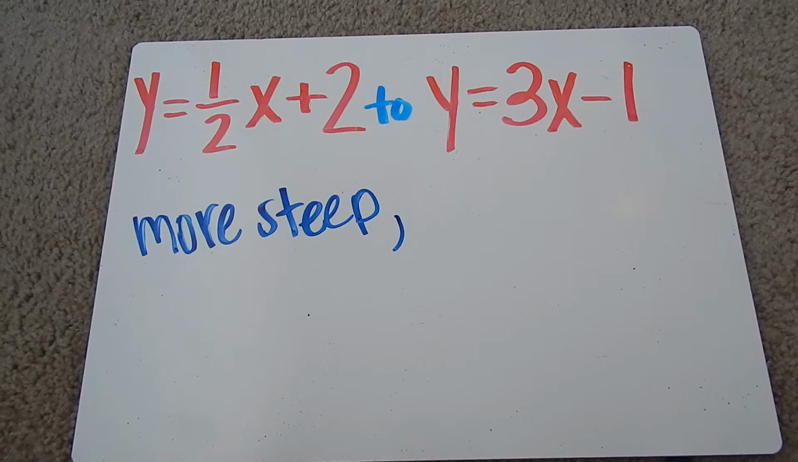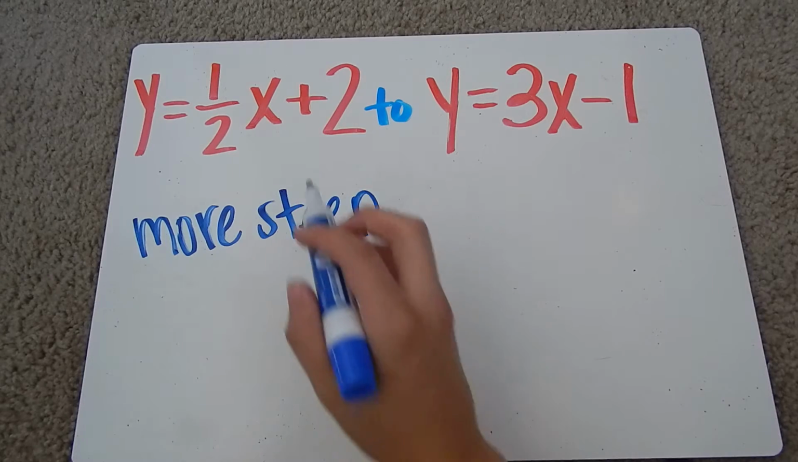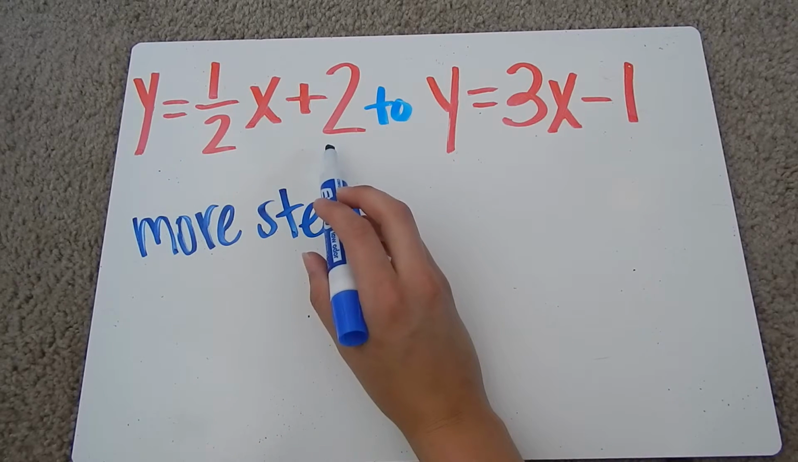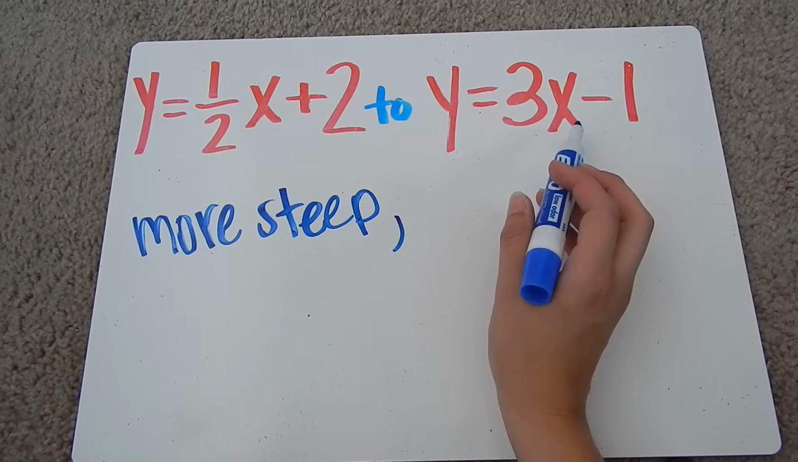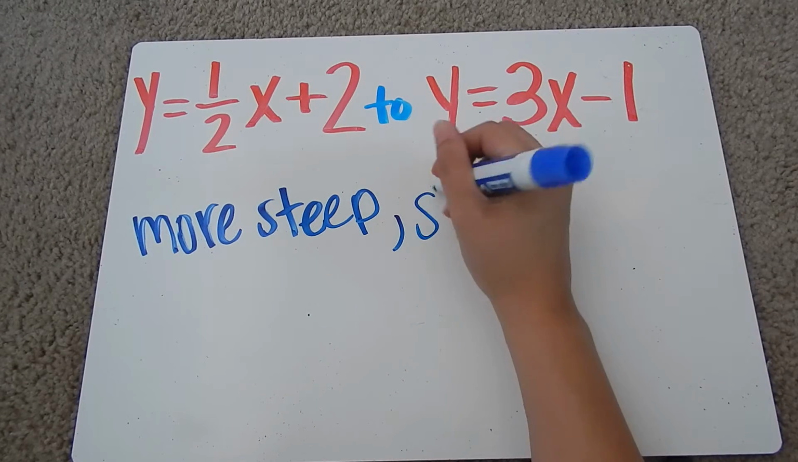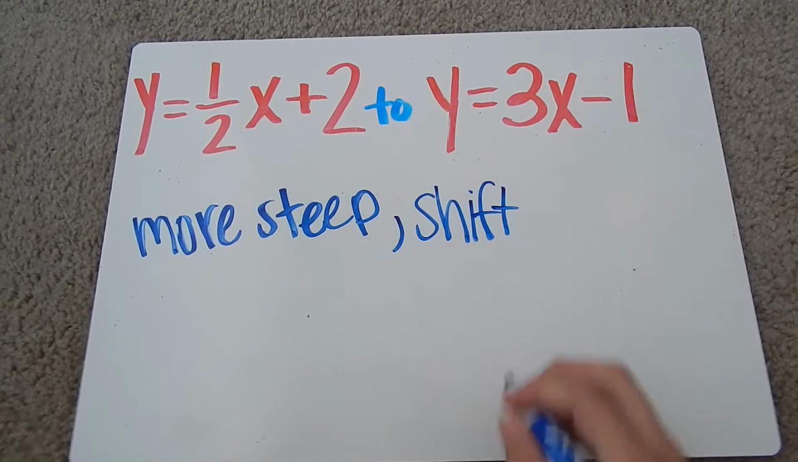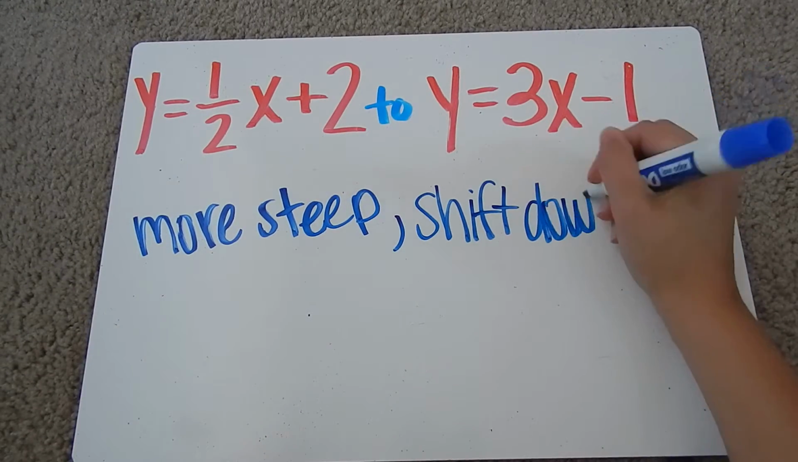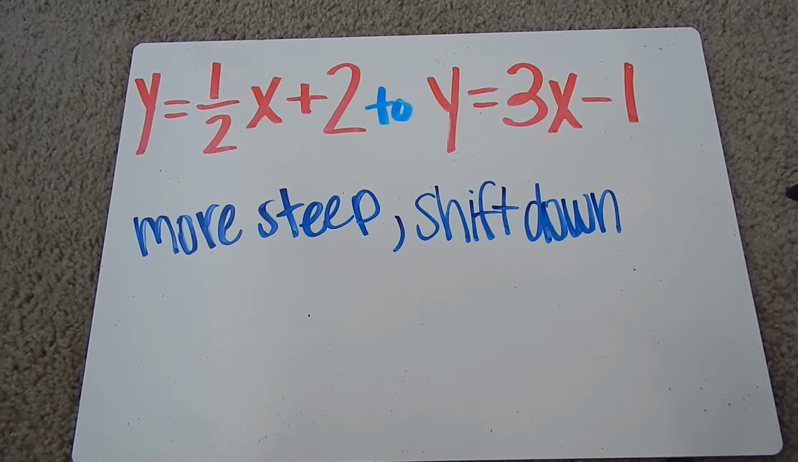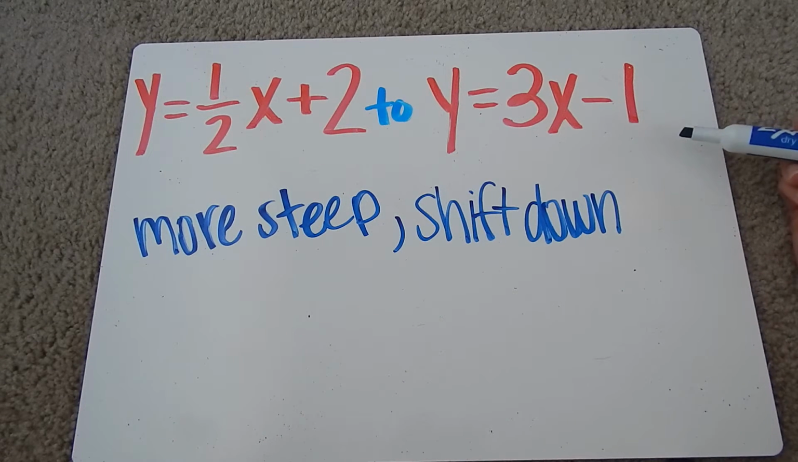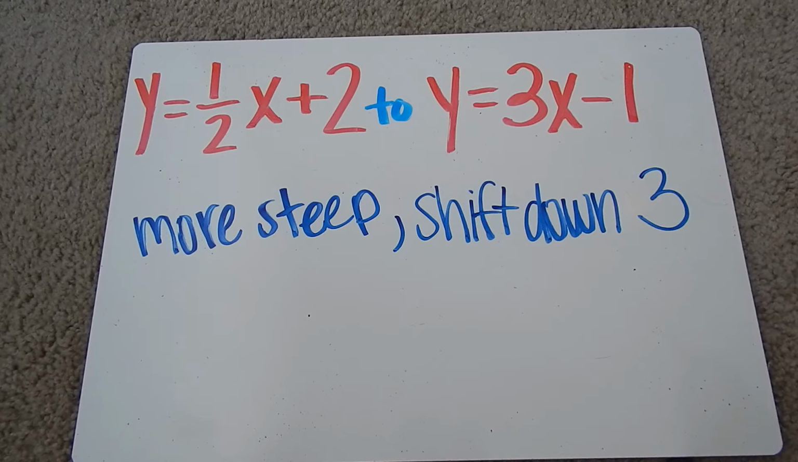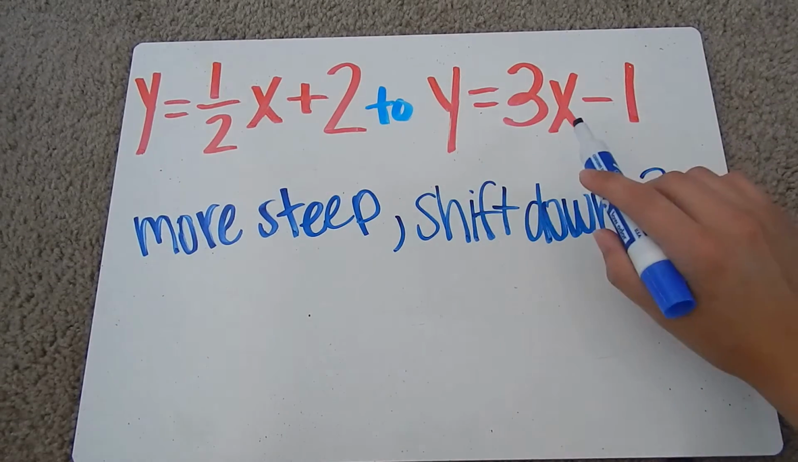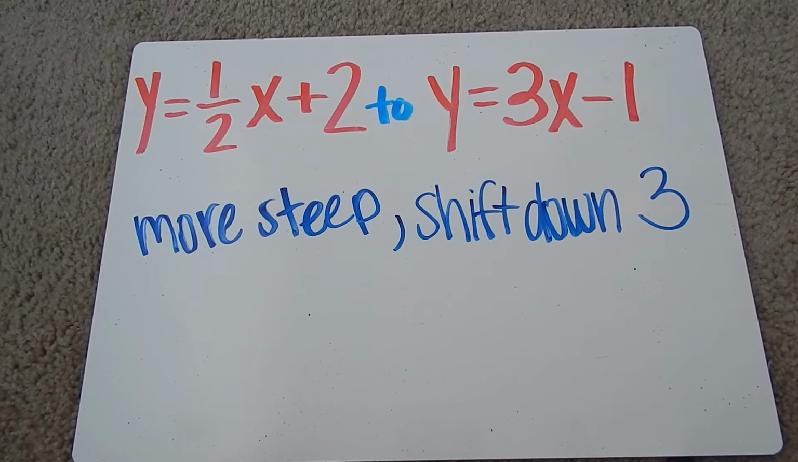After the slope, we look at the y-intercept. On our first equation, our original, it's at +2, and then we go to a -1. So to go from +2 to -1, we have to shift down. So since our number is going down, we're going to shift down. And we can count the units. If we're up at positive 2, we need to go down to negative 1. That's a shift down of 3 units. Make sure you're paying attention to the signs. Positive 2, negative 1. So that's a shift down of 3.